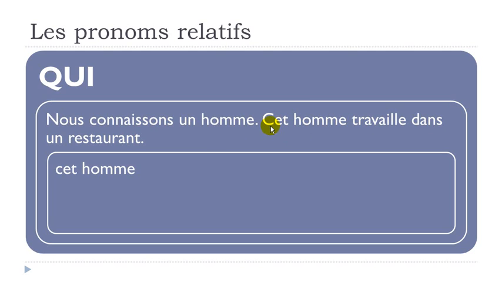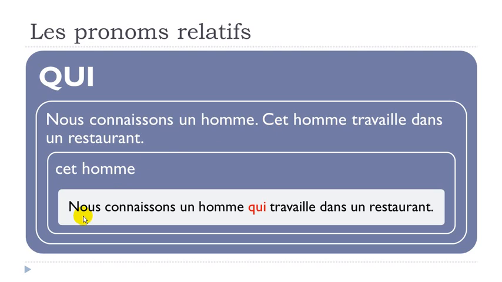Okay? So it could be a person, like in that example, cet homme, but it could be also an object or a thing. So the sentence you will get will be this one. Nous connaissons un homme qui, and that's where you put your pronom relatif, travaille dans un restaurant. Okay? So it is quite easy to make. It's not that difficult. You just need to remember that it should come well before the verb here. All right? And then we've been choosing this qui just because it is the subject of the verb.